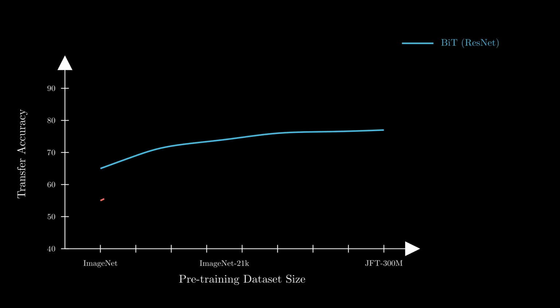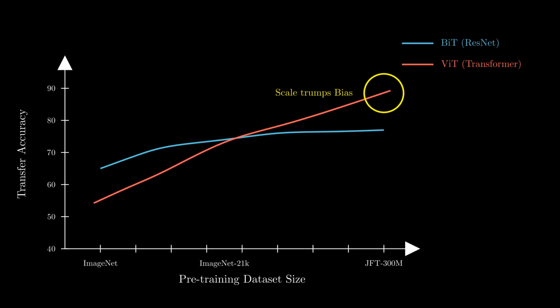Now, let's trace the Vision Transformer, or ViT, in red. On smaller datasets, it actually performs worse than the ResNet. Without those built-in inductive biases, it struggles to generalize from limited data. But look at the trajectory. Because it makes fewer assumptions, it is more flexible. On the left, inductive bias is king. The CNN wins. But as we move to the right, to the scale of 300 million images, we see the crossover. The ViT curve keeps rising, overtaking the ResNet. This graph illustrates the paper's core discovery. With enough data, large-scale training trumps inductive bias. ViT doesn't just catch up, it establishes a new state-of-the-art.